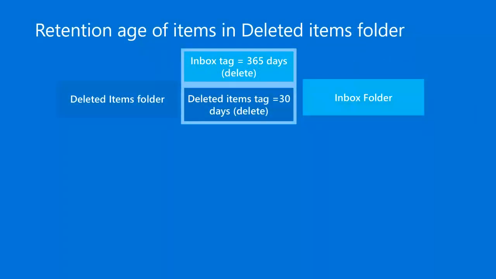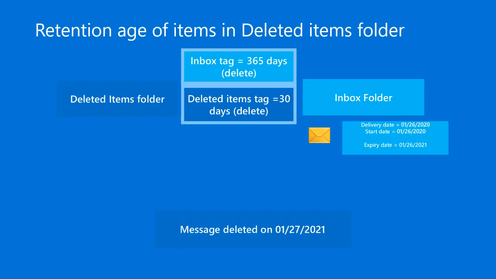So in this example, we have an inbox tag of 365 days delete, and we also have a deleted items tag of 30 days. So how it calculates: the start date or the delivery date of that particular email is 26th of January 2020. The expiry date is stamped as 2021. The 1 year delete action takes place as long as the email is in your inbox folder. No changes in this scenario. The email gets deleted after 365 days.